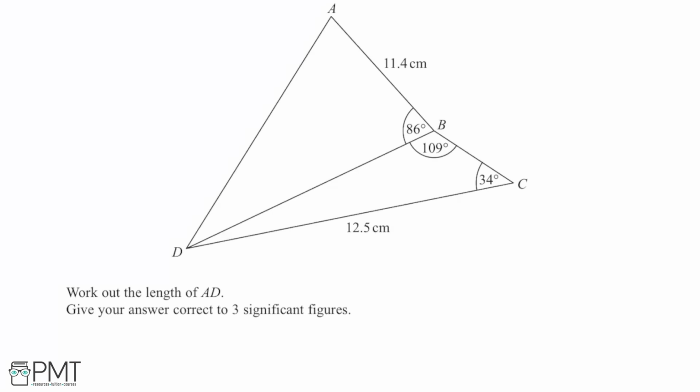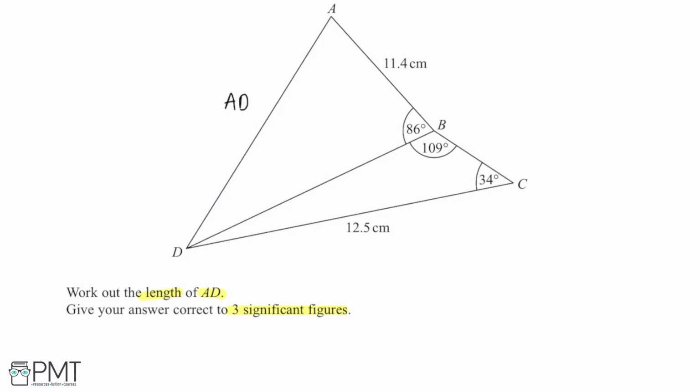So for this question, we have this diagram at the top, and we're asked to work out the length of the side AD, giving our answer correct to 3 significant figures. So AD is this side over here, and I'm just going to label that up. I'm going to leave it being called AD, but I'm labelling it so that we know that is the side we're looking to find.